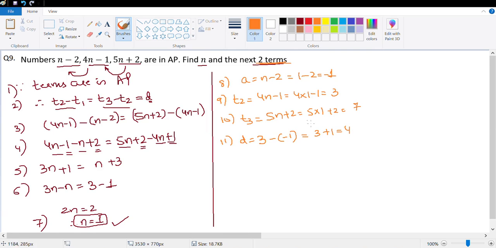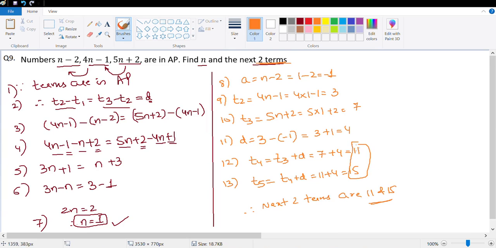So if I need to figure out the fourth term, I will add D to the third term, which is 7 plus 4, that's 11. Next, if I need to find the fifth term, I will add D to the fourth term, which is 11 plus 4, which is 15. Therefore, the next two terms are 11 and 15.